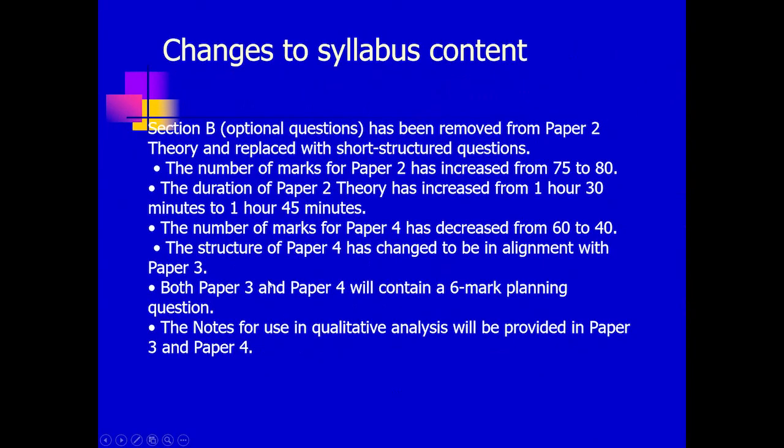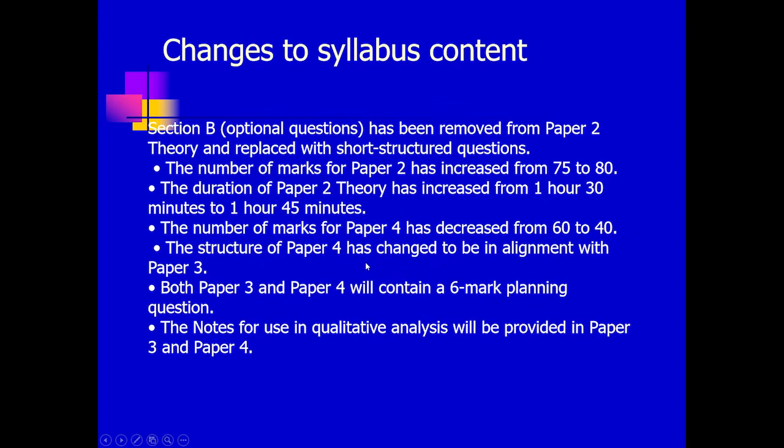So the changes in syllabus content: basically, Section B optional questions have been removed from the Paper 2 theory and replaced with short answer questions. So the number of marks for Paper 2 has increased from 75 to 80 for both O Level and IGCSE exams. The duration of Paper 2 for the O Level exams has increased from 1 hour 30 minutes to 1 hour 45 minutes, whereas the IGCSE paper is 1 hour 15 minutes. The number of marks for Paper 4 has decreased from 60 to 40 for both IGCSE and O Level.